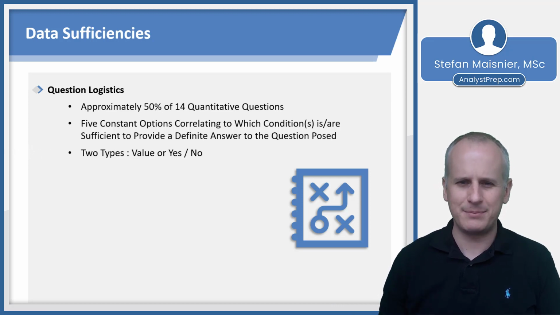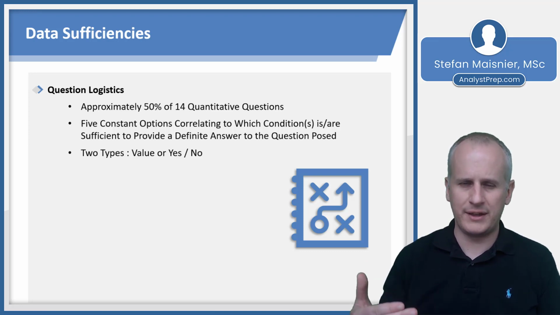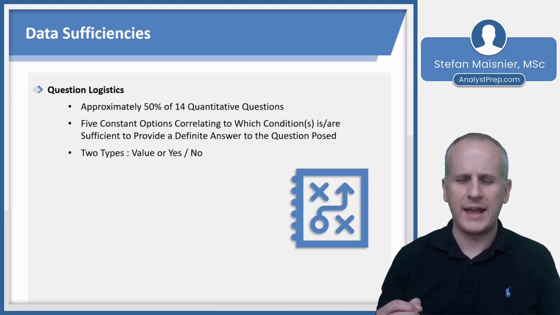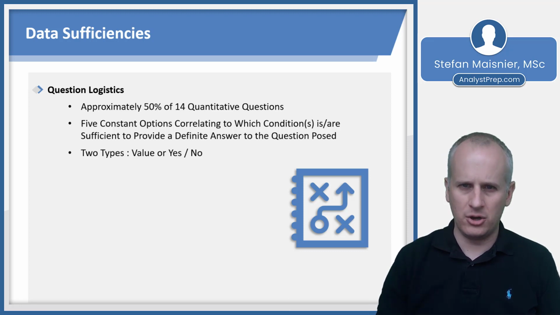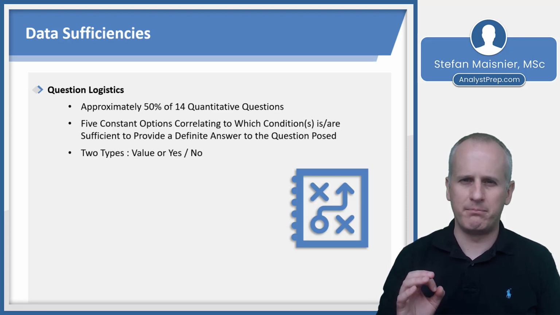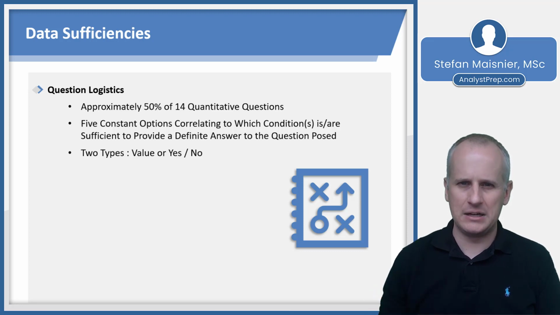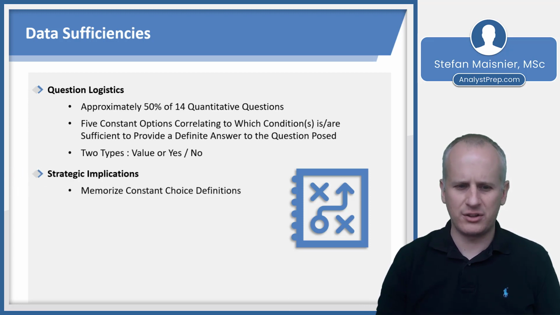Now, there are two types of data sufficiencies that you'll encounter. Value, where you just have to determine is there one definitive value that is going to be the answer to the question, as well as yes or no, which just means that there's definitely a yes answer or a definitely no answer. And you have to remember that both definitively yes and definitively no are sufficient outcomes for these yes-no data sufficiency types.